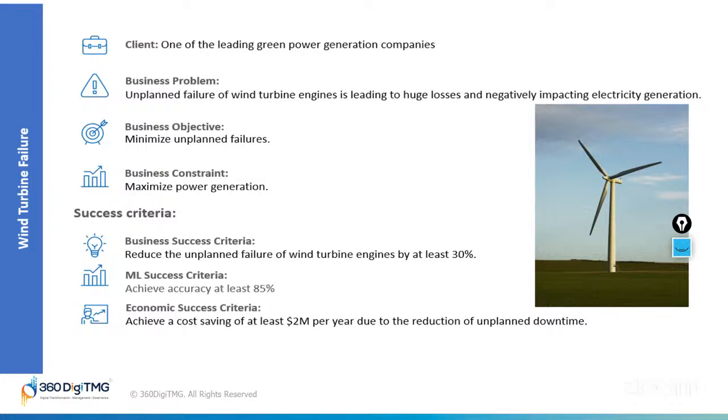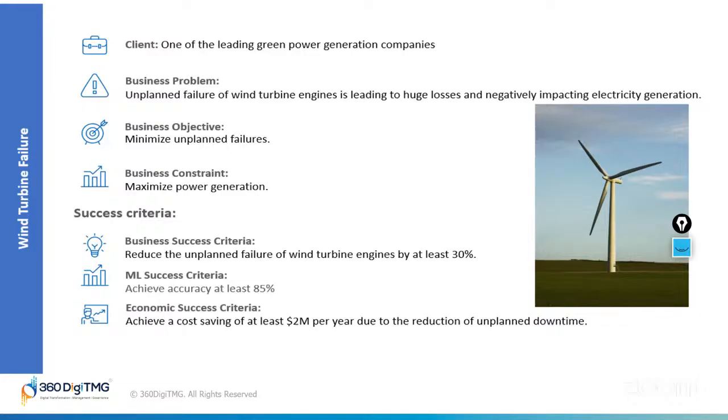And our business objective here is to minimize the unplanned failure. So what is the business constraint? It is to maximize the power generation. So these are our success criteria.